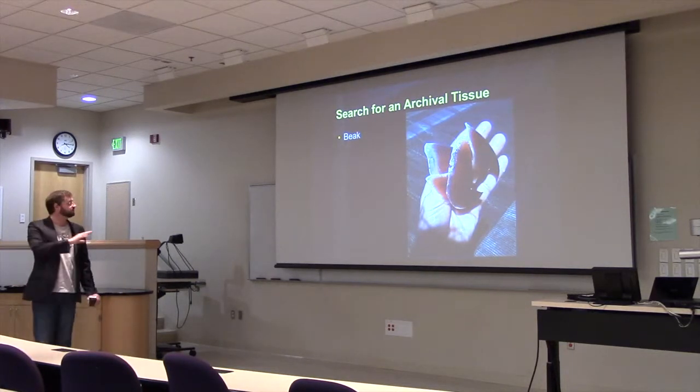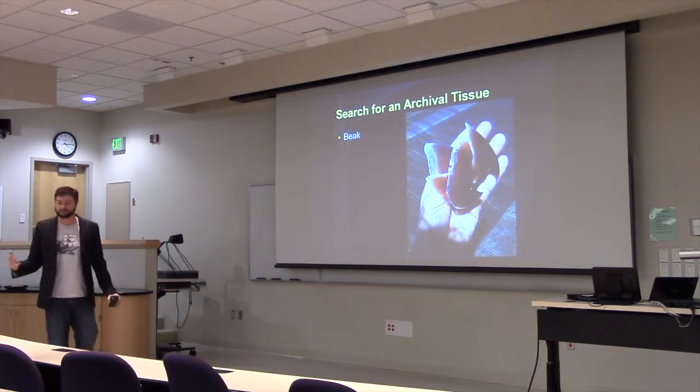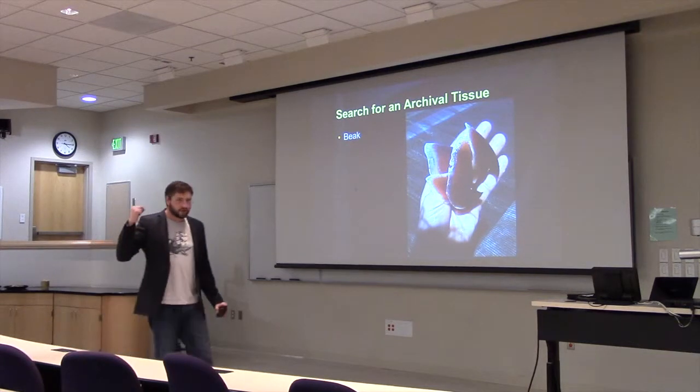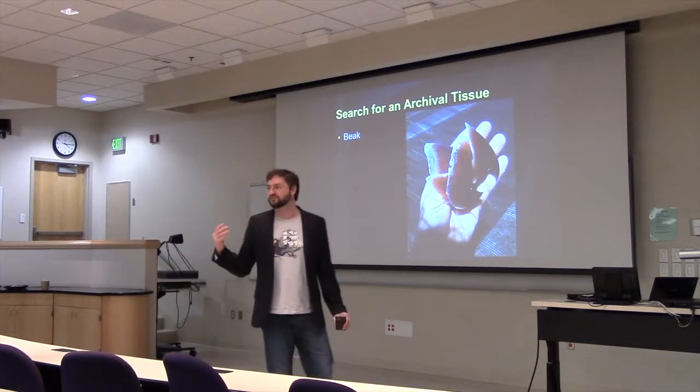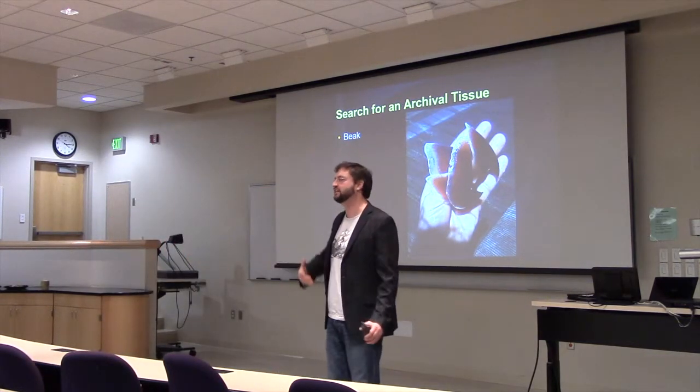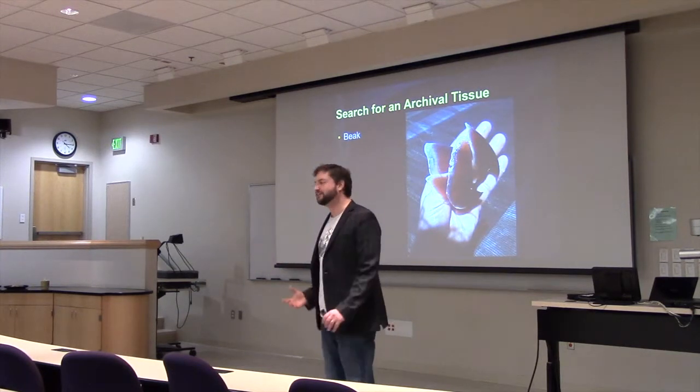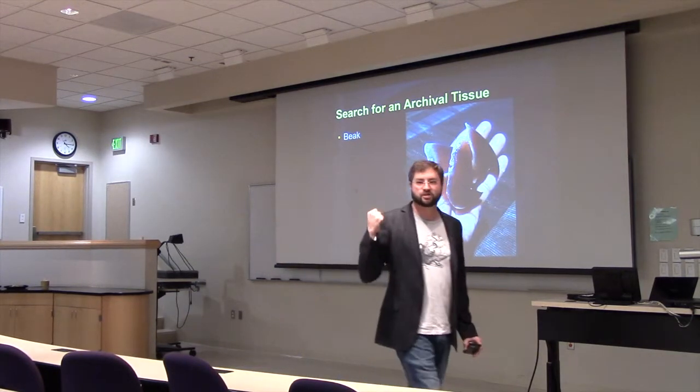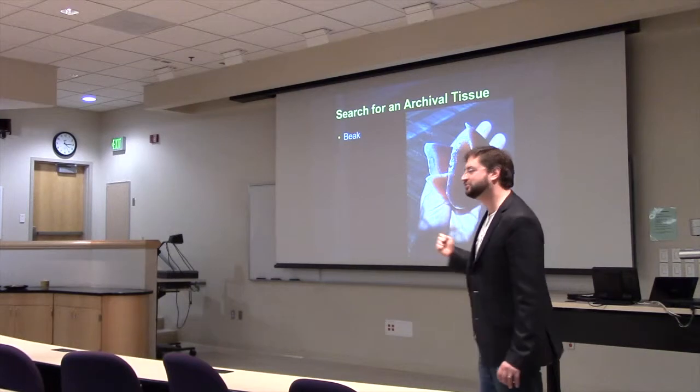And so we considered a few different tissues. Now this was kind of hard because, like I said, cephalopods don't really have many hard tissues. They're mostly muscle and skin and blood and connective tissue and stuff like that. There's not much that is hard in them, so there's not much to choose from.